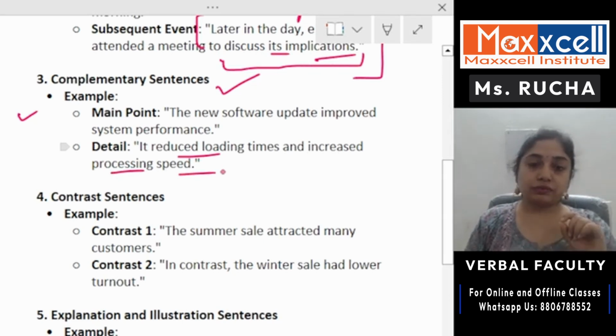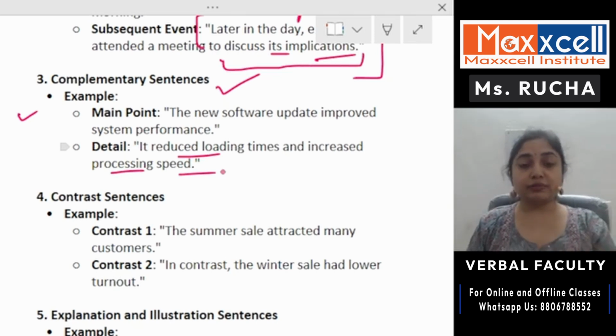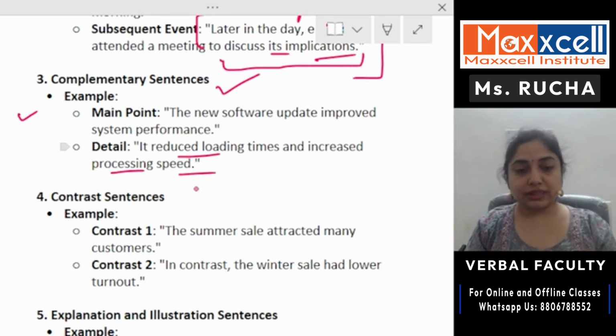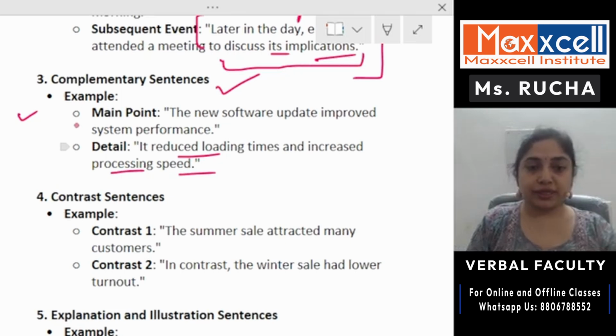So we are updating something or we are adding something new in our system and it has resulted in something good. This is the relation here, right? We improved something which resulted in something good, right? So this is the main point and this is the detail that we are adding about that main point. So this will again go together.